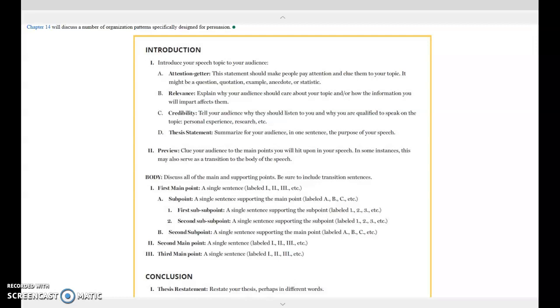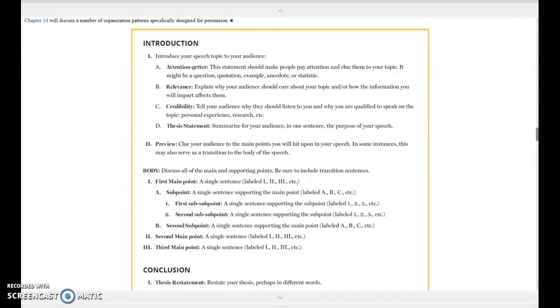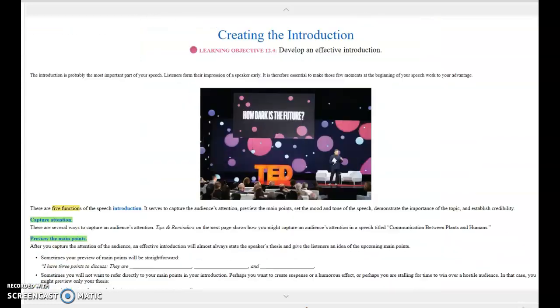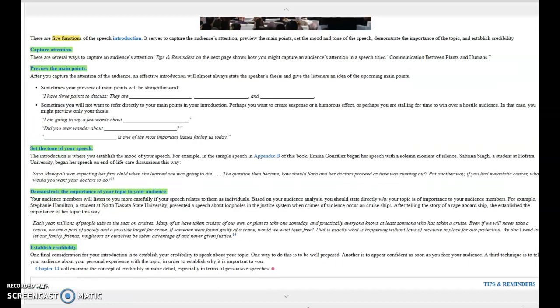If you recall the tutorial on outlining a presentation, you might remember that an introduction serves at least 5 purposes. A lot is written on the introduction. I'm going to scoot down in the text to the section that is specifically on introductions, and you'll see that it's at the beginning of chapter 12.